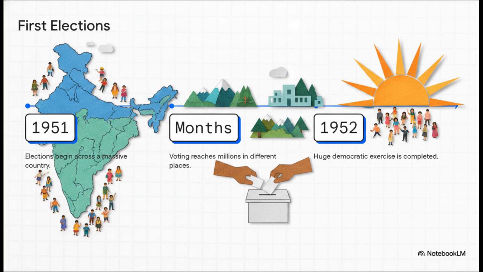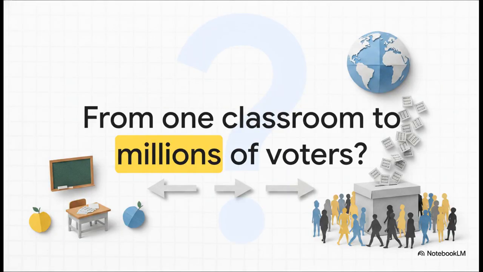During India's first general elections way back in 1951 and 1952, the country was so incredibly huge, and the voting had to reach millions of people in totally different places, from massive cities all the way to super remote villages, that the election actually took several months to complete. It was this unbelievably huge historical exercise in bringing democratic voting to millions of citizens for the very first time. Just think about that for a second. Going from one simple classroom choice all the way to millions upon millions of voters deciding the future of an entire country, all using the exact same organized process? Amazing, isn't it?